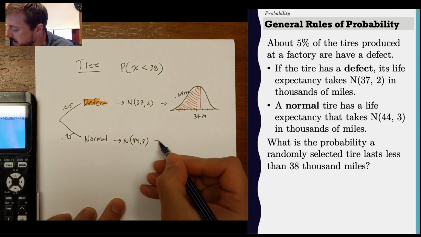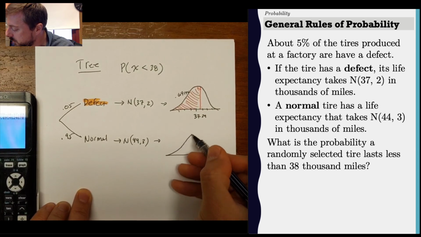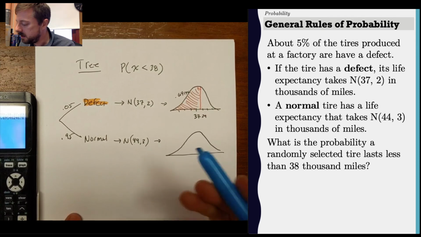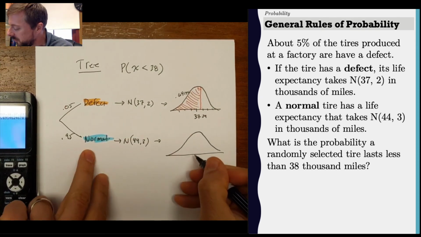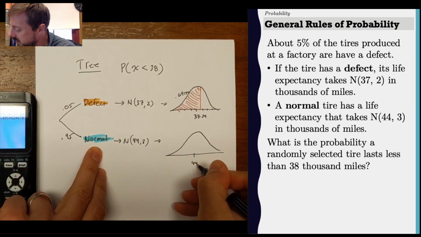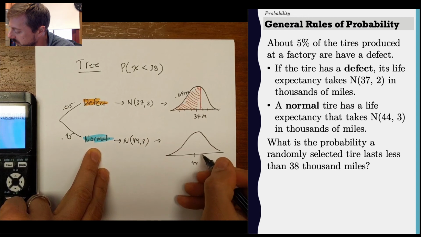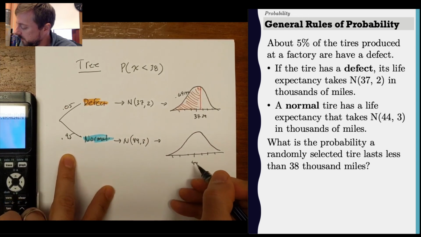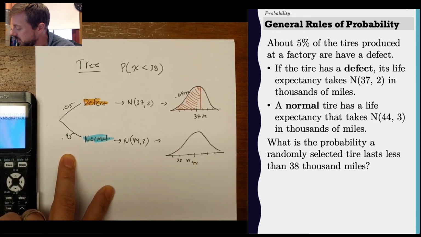All right, well, what about in the other world? The other world where the tires are just perfectly normal, where they don't have this defect. In this normal world, the normal distribution has a mean for the life expectancy of the tires of 44, and a standard deviation of 3. So let me label 3 standard deviations. If I start going back, 44 minus 3, that's 41. Subtract 3 again, that's 38 right there.